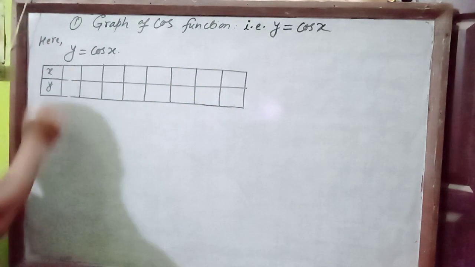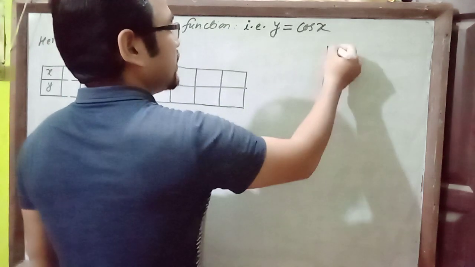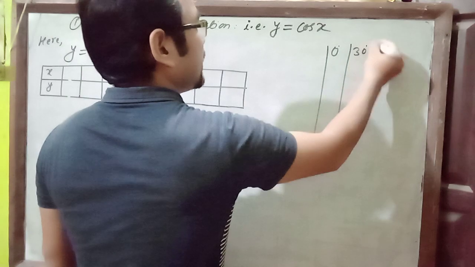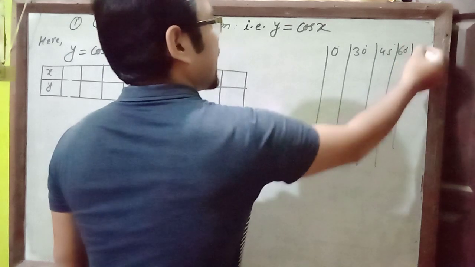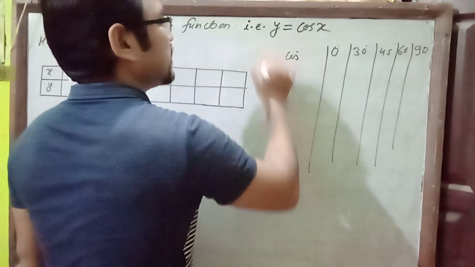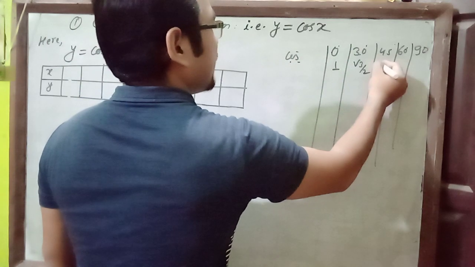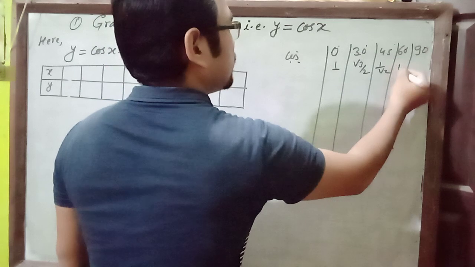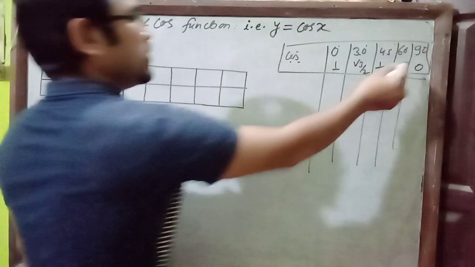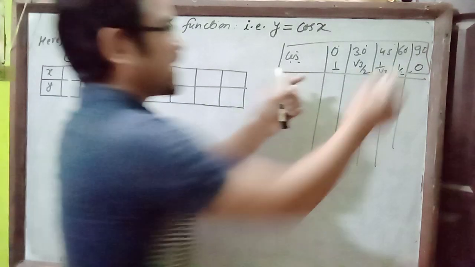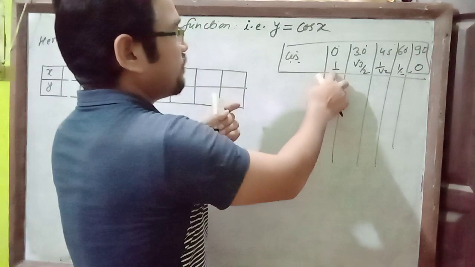Let's put. So here in the table of cos: 0 degree, 30 degree, 45 degree, 60 degree, 90 degree. Here for the cos function, cos 0 value is 1, cos 30 is equal to root 3 by 2, cos 45 is 1 by root 2, cos 60 is 1 by 2, cos 90 is 0. We know this, we use this table. If we continue like this, -1 also comes. The smallest value in the table is -1, and the largest value is +1.